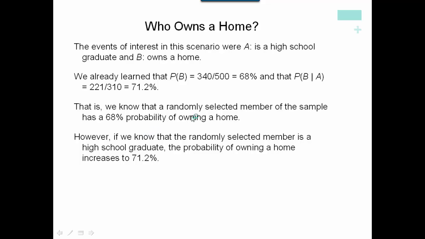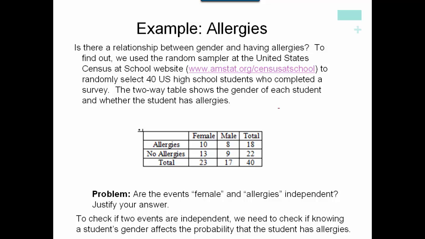The event of interest in our scenario earlier of who owns a home was: A is a high school graduate, B owns a home. We've already learned that the probability of B is 0.68 or 68%, and the probability of B given A is 221 out of 310, or 71.2%. We know the randomly selected member of the sample has a 68% probability of owning a home, but if we know the randomly selected member is a high school graduate, the probability of owning a home then increases to 71.2%. So they are not independent if they are not equal.